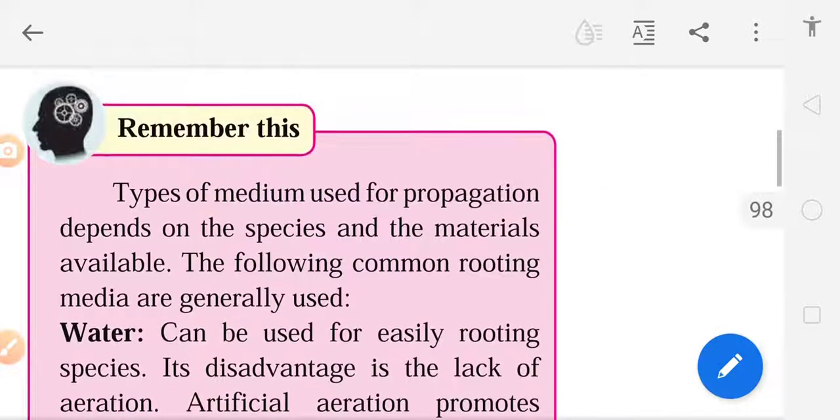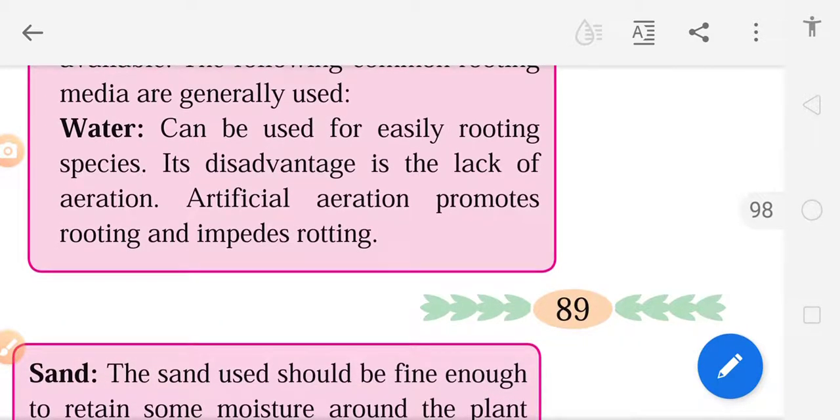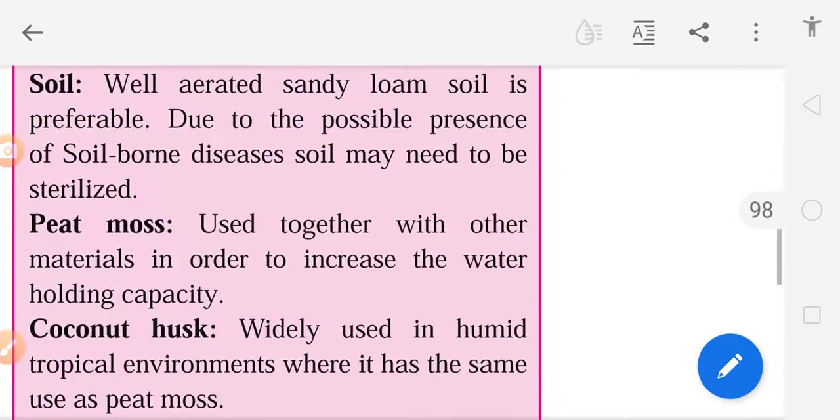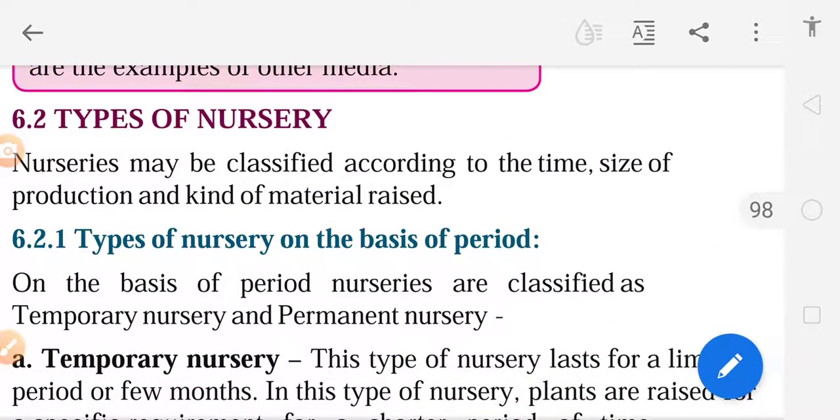Then in the case of a nursery, we have to use different mediums. We require a sufficient quantity of water, sand, soil, peat moss, coconut husk, and all these things, but we will see that later on.